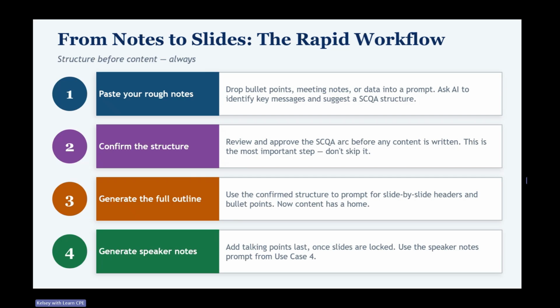Step 3, use the confirmed structure to generate the full slide-by-slide outline with header text and bullet points. Step 4, generate those speaker notes. The key discipline here is doing structure before content. Most people want to go straight into the slides, but if the narrative arc isn't right, you spend more time fixing it than the time you actually saved. So get the structure right first, and everything else will follow generally pretty quickly.